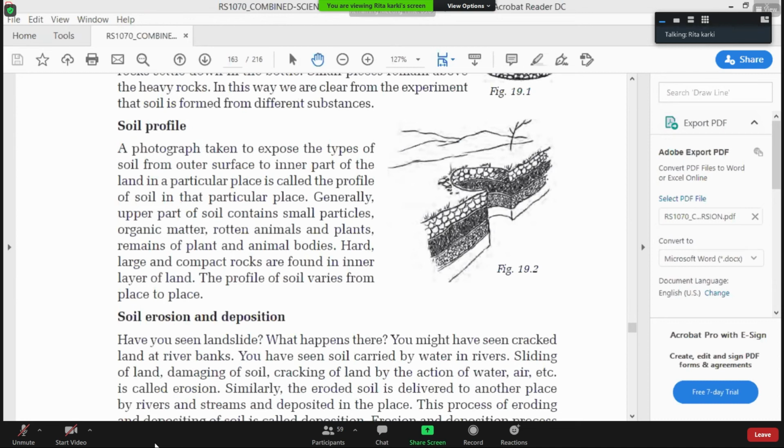This A horizon comprises the humus particles, that is dead and decayed materials, which are already converted into green manures, into organic manures, and are present in this particular layer. So we can say the topsoil is a layer which is very rich in organic material. It comprises organic matter, it comprises composted materials, and this layer is porous as well. That means it comprises pores inside it.